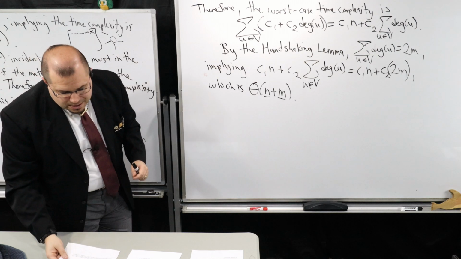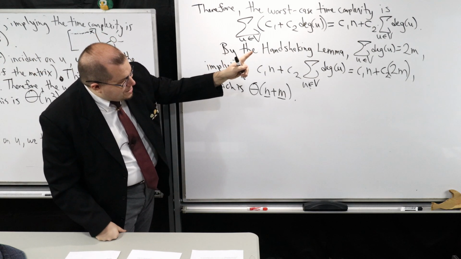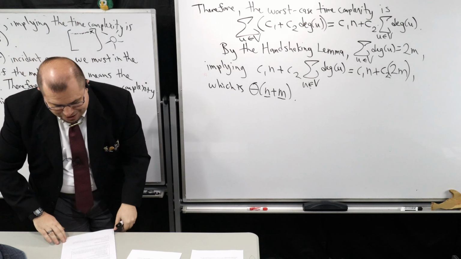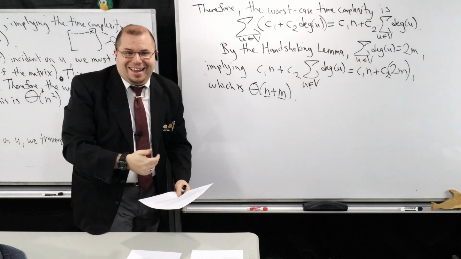Are there any questions about how I got the worst case time complexity for our adjacency list? Remember, at the heart of this was using that handshaking lemma. That's your best friend. It wants to just greet you and say hi, okay?